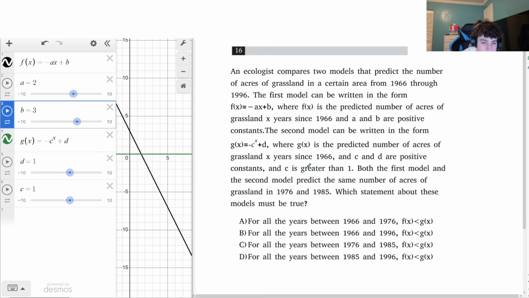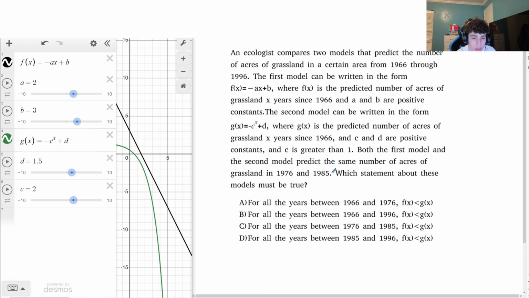Then it says c is greater than 1. Okay, so c is specifically greater than 1. So let's make it 2. And it looks like it doesn't matter what d is. Now it says that both the first and the second model predict the same number of acres of grassland in 1976 and 1985. So they are at the same value at 1976 and 1985. And then we want to know which statement about these models must be true.